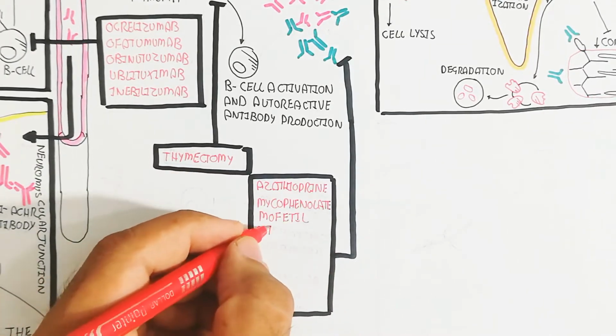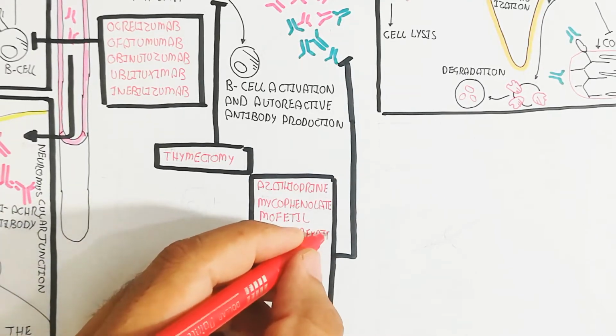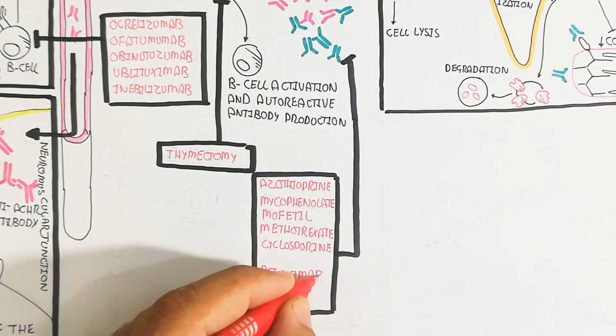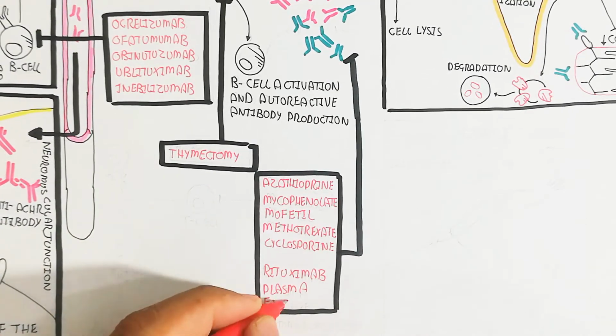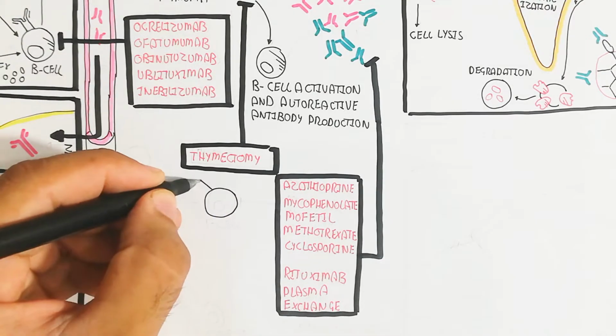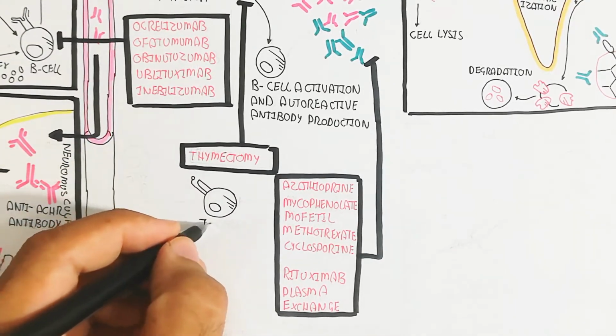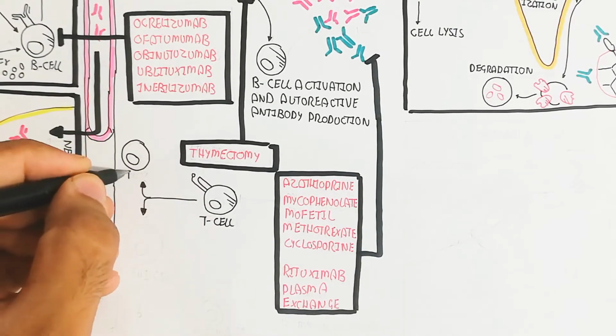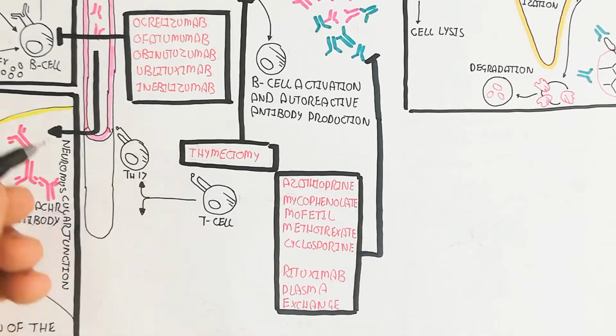On the other hand, the antibodies can be inhibited through azathioprine, mycophenolate mofetil, methotrexate, cyclosporine, rituximab, and plasma exchange.